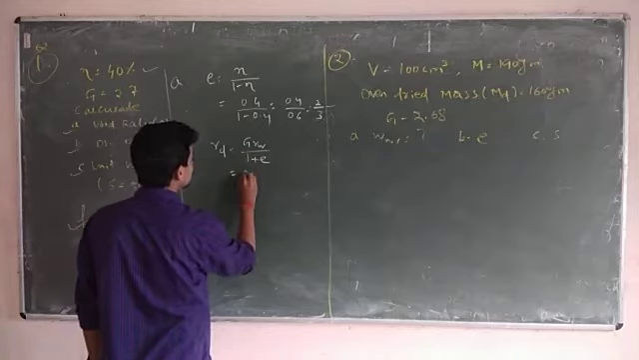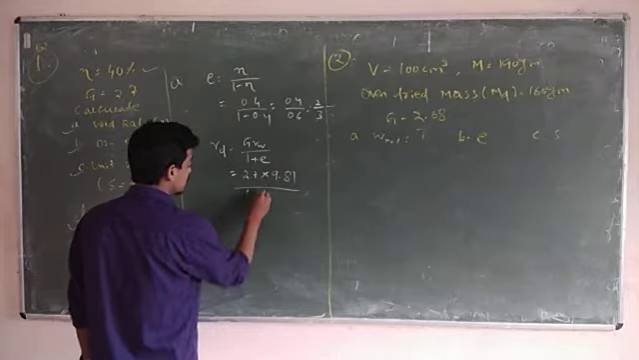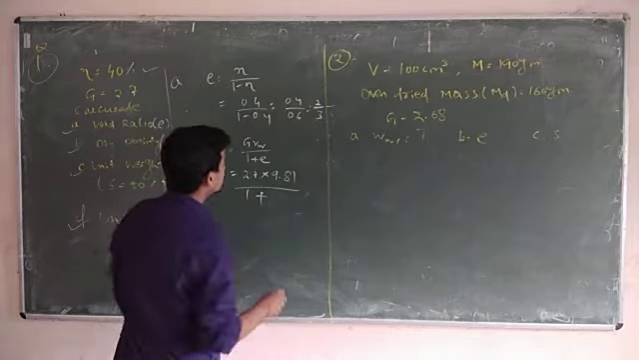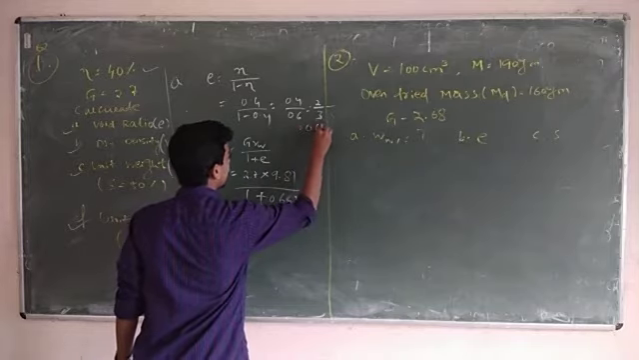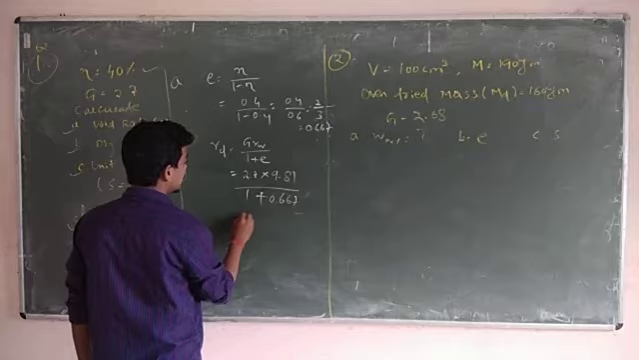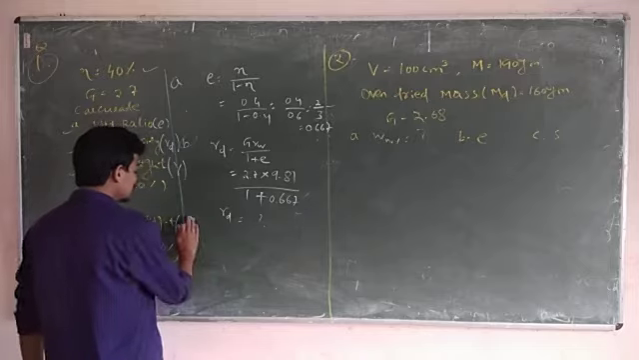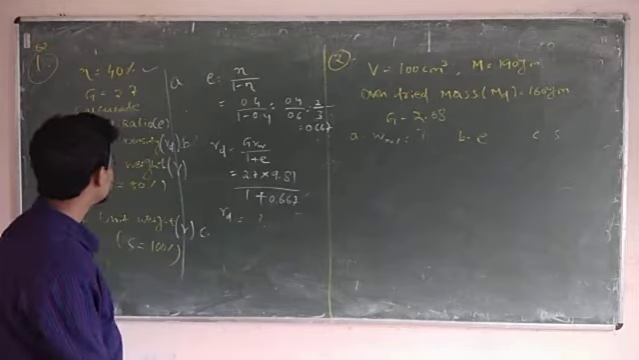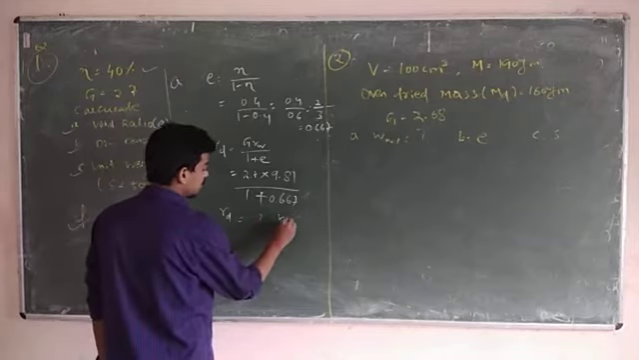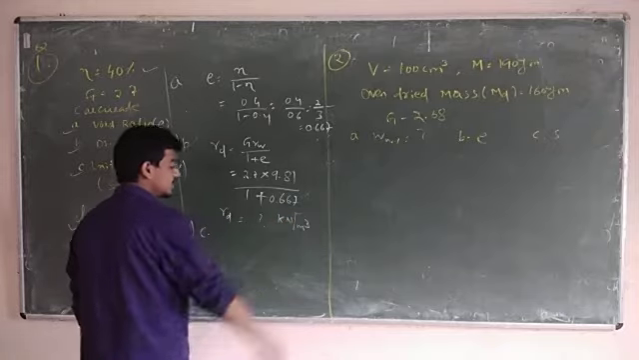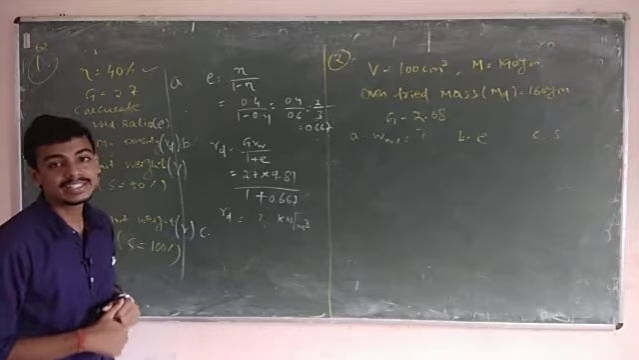G is given as 2.7, gamma w is 9.81, by 1 plus e. Void ratio became 2 by 3, that is 0.67. Whatever the answer is, that will be your gamma d. Then the third point, how to calculate the unit weight. Never forget to mention the units. So, the unit weight when the soil is 50% saturated.